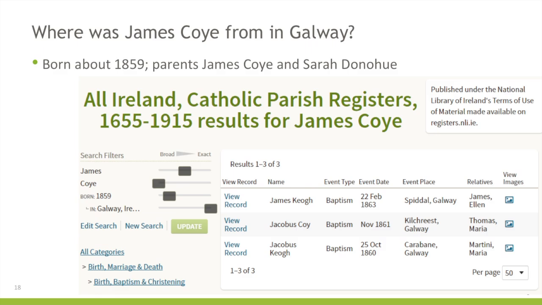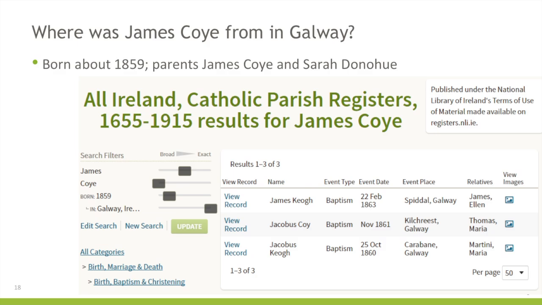So we went looking for James then in the Roman Catholic Parish Registers in County Galway, and we couldn't seem to find them. So we used the broad search parameters and we came up with three interesting hits. There was a James Keogh, 1863, Jacobus Coy, because obviously a lot of the registers, particularly in Irish-speaking or more rural areas, might be in Latin.